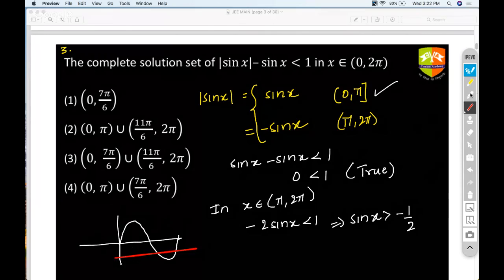And you want your sine x graph to be above that. So it has to be in the zone where this part of the graph is lying, above the graph of y is equal to negative half. So this point here is 7 pi by 6 undoubtedly. This point here is going to be 11 pi by 6. So I can say in this interval, your solution zone will be from pi to 7 pi by 6.